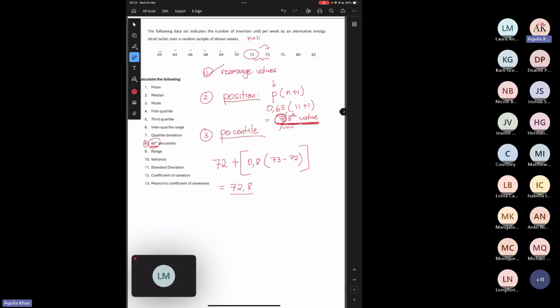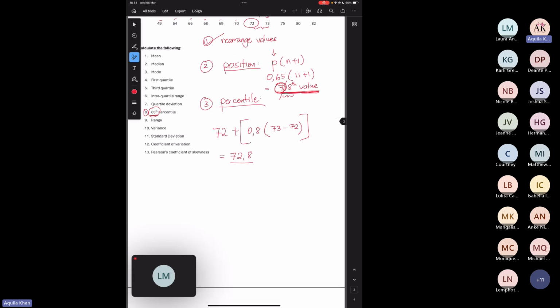So your final answer then is 72.8. So now to interpret, again, interpret it in pretty much the same way that you have seen for your median and your quartiles. All you're doing is saying, firstly, you're working out the 65th percentile. So you will say 65% of the time, 72.8 inverters or less are sold per week. Remember always the words or less. Okay, and that's your interpretation.